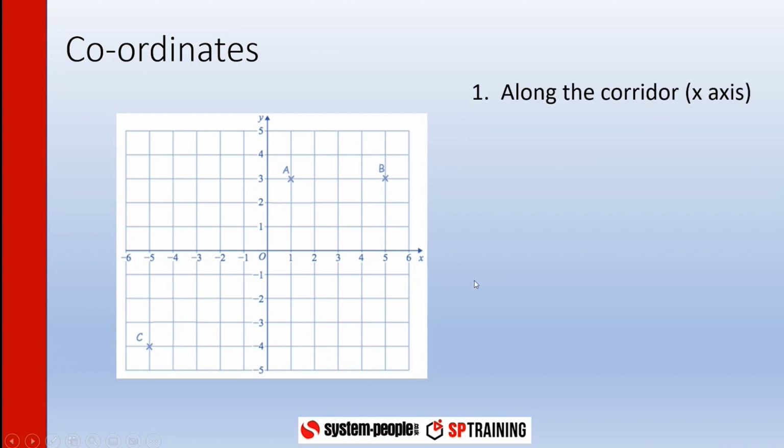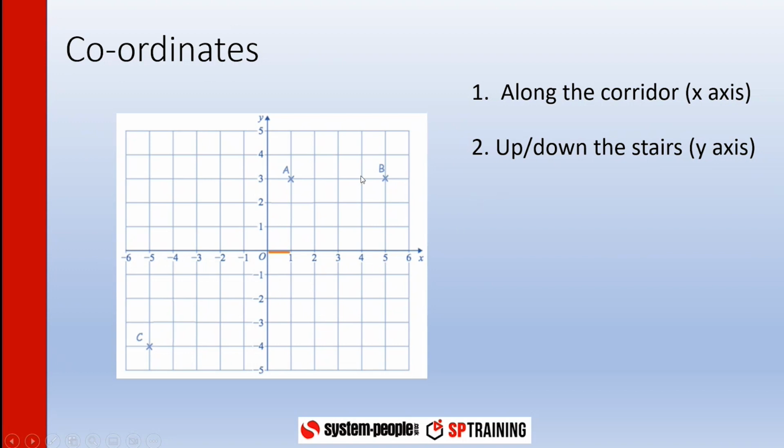And when we're reading coordinates, we always go along the corridor, that is the x-axis. So here we're going -6 to 6 along the x-axis and up and down the stairs. So we always read our coordinate along the horizontal coordinate before the vertical coordinate.